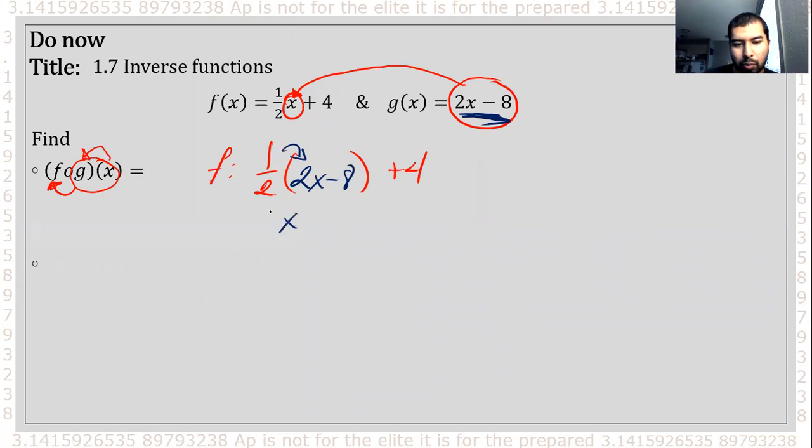So I'm left with 1 times x, which carries down, minus 8 times 1/2. 8 divided by 2 gives me 4, plus 4, because of this 4, just bring it down. So now I have x minus 4 plus 4. Those are the same number with opposite signs, so it should be 0. So according to this, f of g of x is just x.